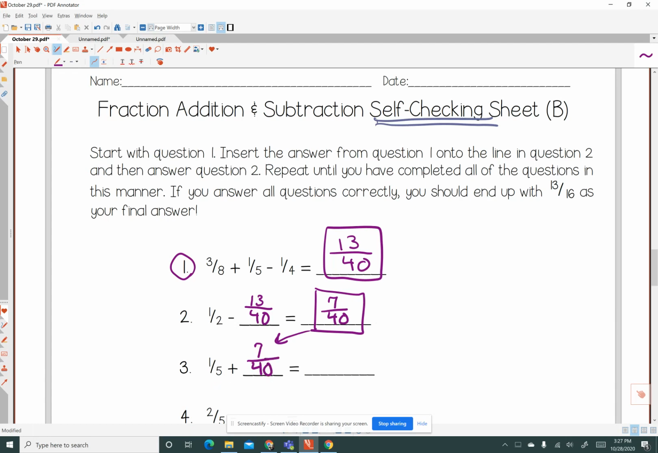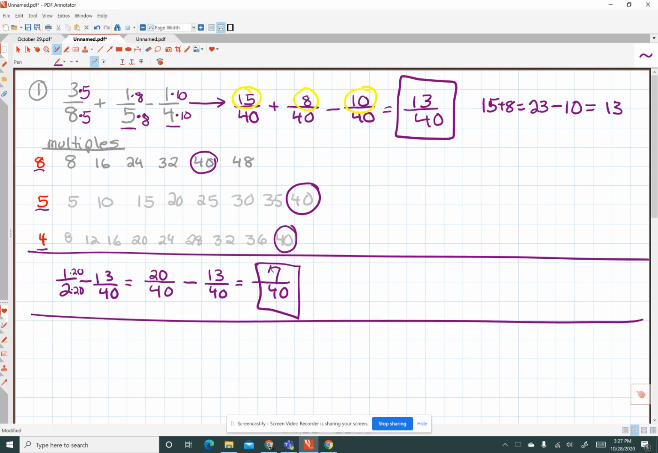Now the next problem, 1/5 plus 7/40. And 40 is also a multiple of 5 because 5 times 8 is 40. So when we rewrite this problem, the second fraction will stay because we can use that denominator of 40, but we'll convert 1/5. 5 times 8 is 40, 1 times 8 is 8. So that gives us 8 plus 7 is 15/40. And 15 and 40 are both divisible by 5. 15 divided by 5 is 3, 40 divided by 5 is 8. And that's a final answer.